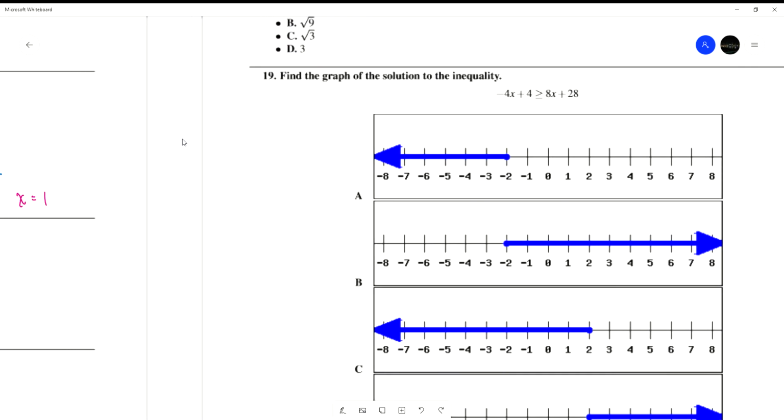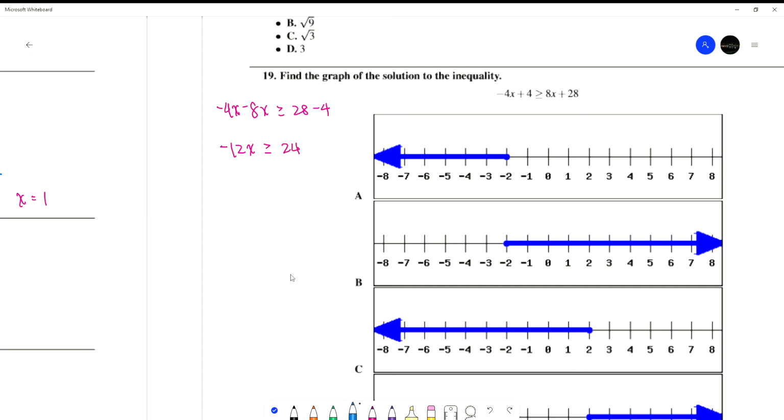All right, inequalities. So this is a one variable linear inequality. If you're having trouble with this, just watch carefully. Move the x to the left, non-x to the right. So I'll subtract 8x from both sides, right? So negative 4x minus 8x is going to be greater than or equal to 28 minus 4. So negative 12x is greater than or equal to 24.